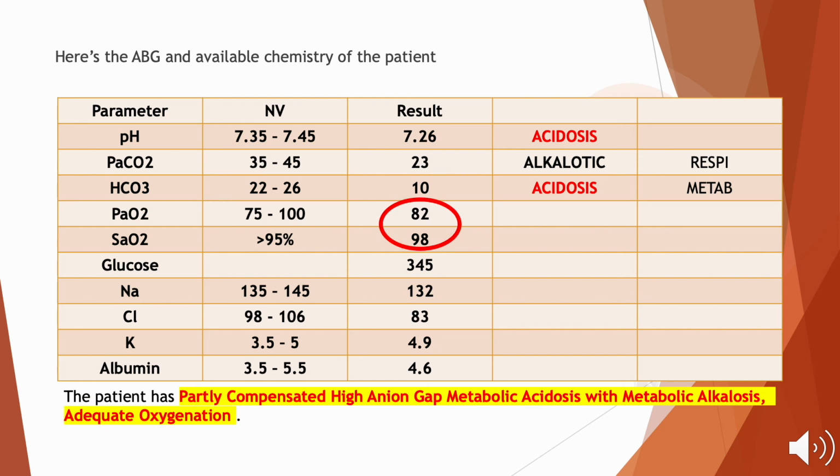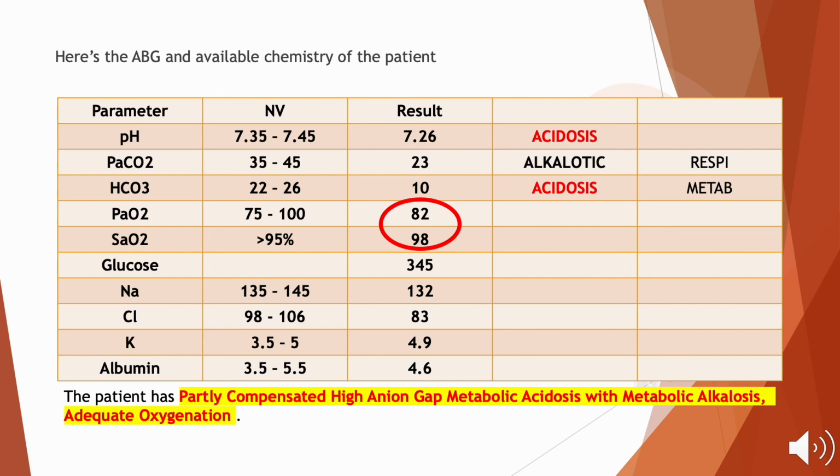Last but not the least, we check on the partial pressure of oxygen and the saturation of oxygen in the arterial blood. So we see that both 82 and 98 are within the normal range of 75 to 100 and greater than 95% respectively. So we have a partly compensated high anion gap metabolic acidosis with metabolic alkalosis with adequate oxygenation.